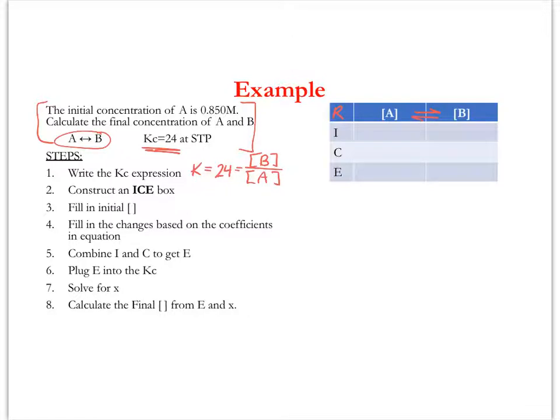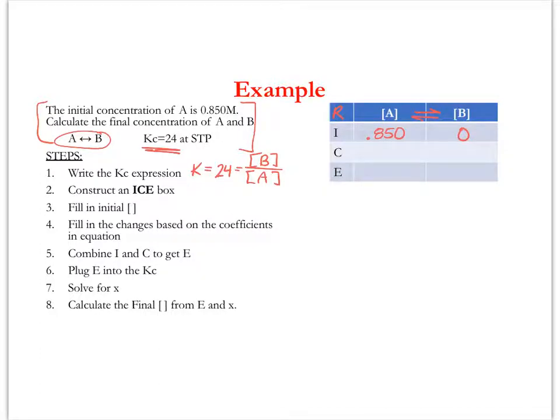We fill in the initial concentrations that we're given. So we're given the initial concentration of A is 0.850 molar. The initial concentration of B is nothing, right? We're not given that amount. It just says we started with A. That's it. So A is going to turn into B and eventually establish equilibrium.